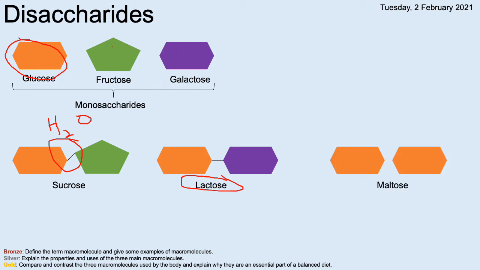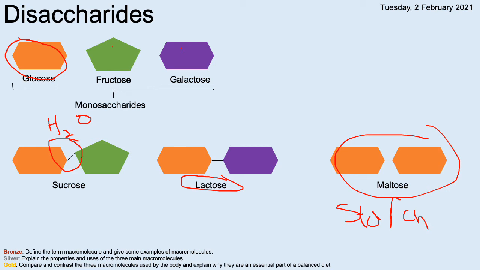Well, that makes maltose, and we're going to get onto this a little bit in a minute, but if you took maltose and you just kept combining it, you would make starch, because starch is completely made out of glucose. So there you go, that makes starch.